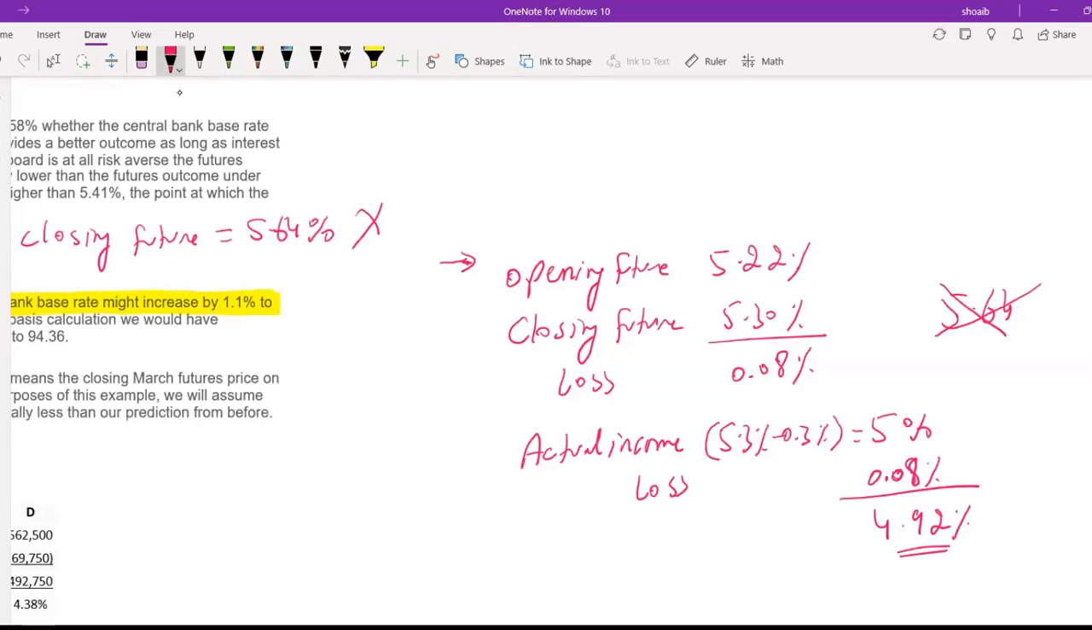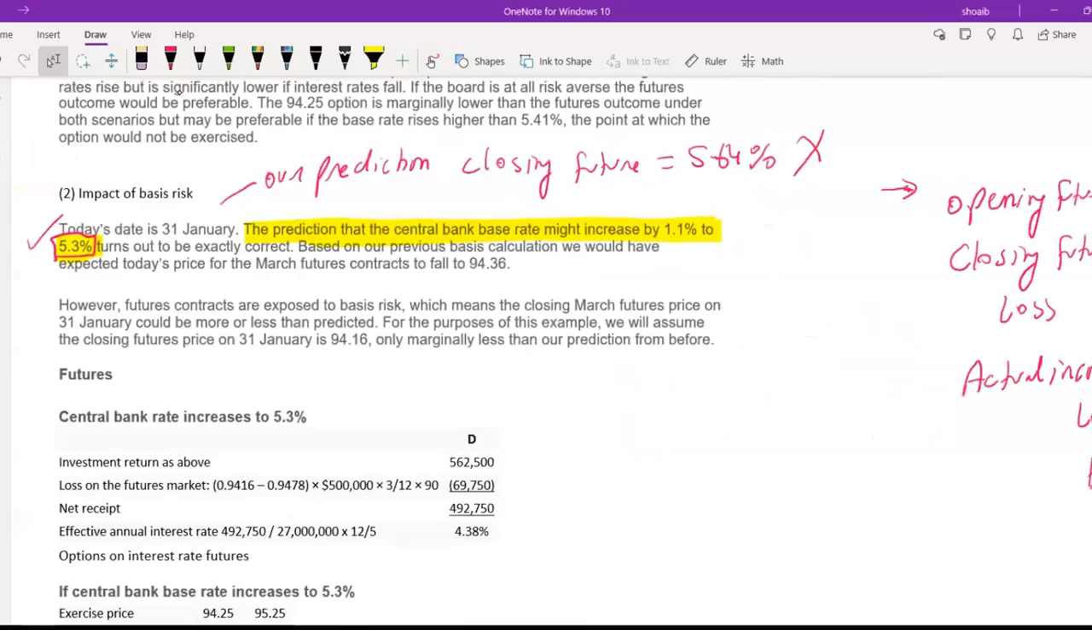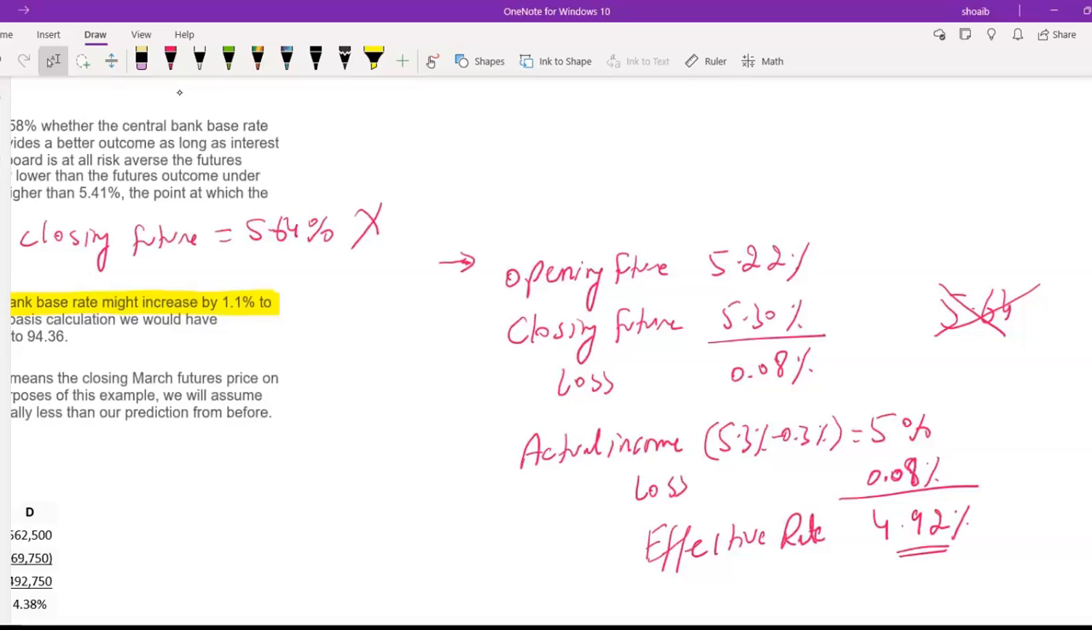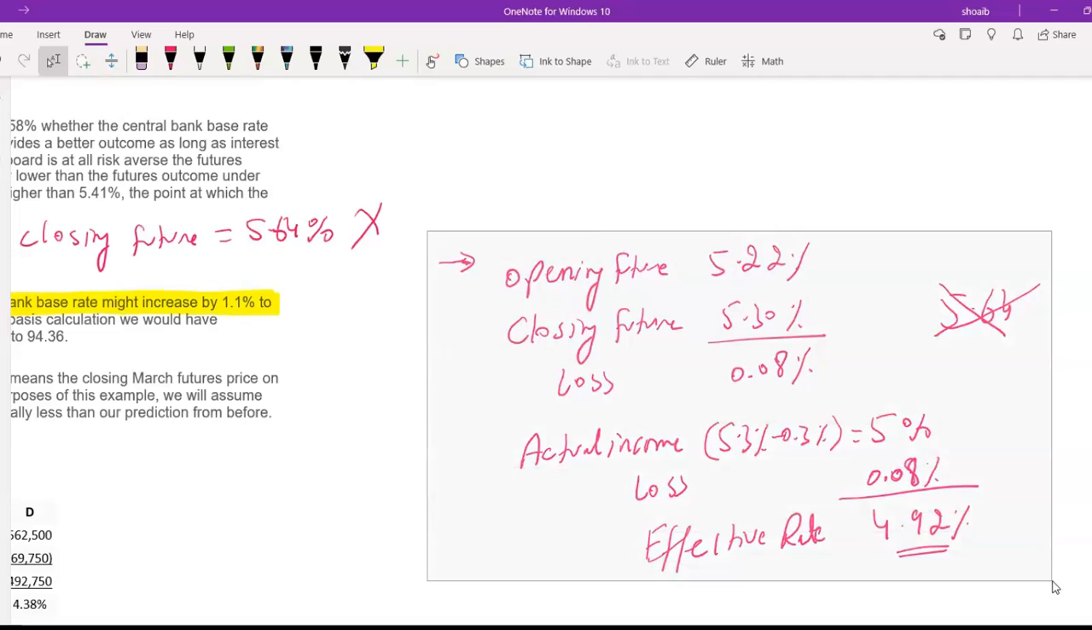What is the effective rate? What is the effective rate, guys? 4 point. Okay, I think I have mistakenly taken the wrong price. I have taken the wrong price.